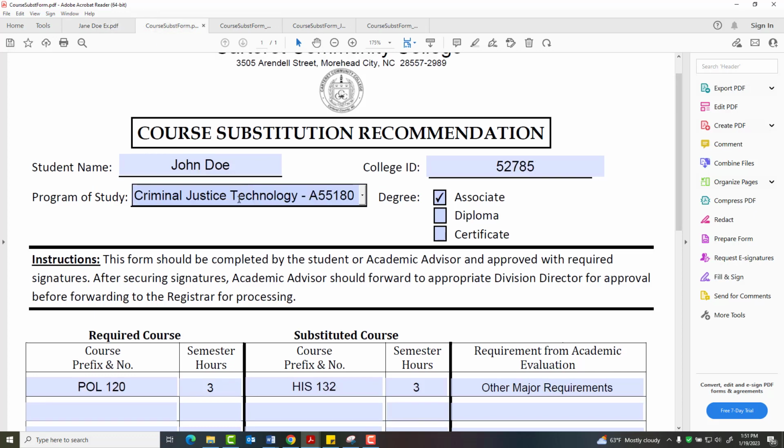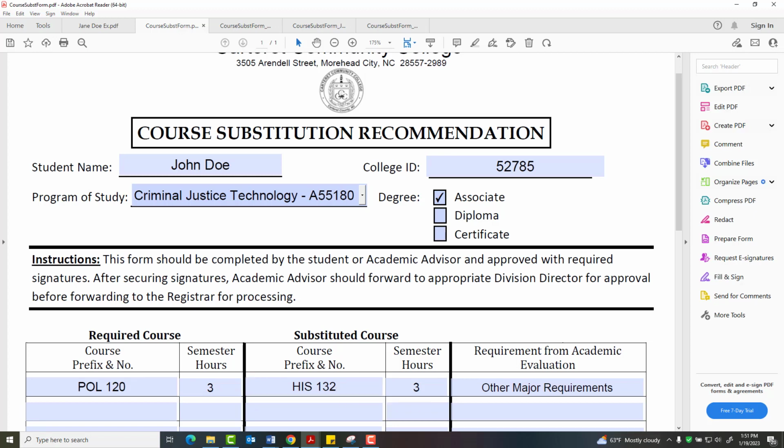This example here, John Doe is a criminal justice student. The requirement is political science, so POLI 120. But the student, maybe a transfer student who decided to switch to criminal justice, had taken History 132 in the past. Both of these courses, POLI 120 and History 132, are social science courses within the transfer program of study. So, if the chair of that program is willing to make that substitution, you could do that substitution because it's from the same category of a transfer degree.